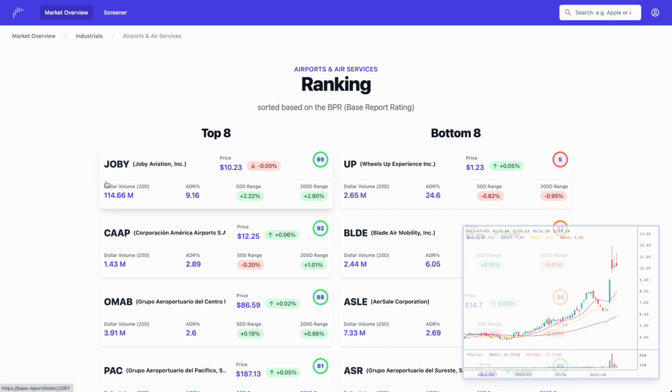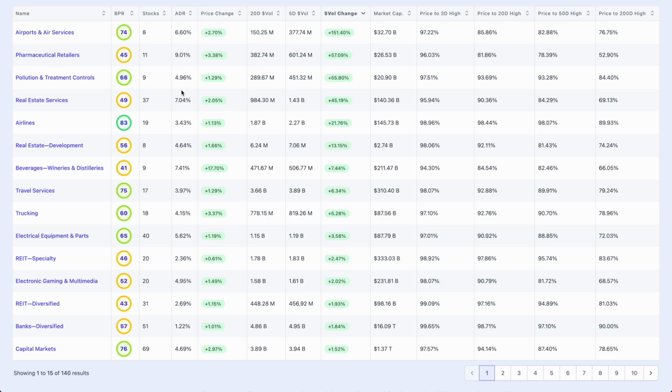In smaller industries, like this one with only 8, it's common for 1 or 2 stocks to drive most of the volume. If we're looking for groups of similar stocks that may move together, we might want to consider industries with higher numbers of stocks and dollar volumes. Among the top 5, real estate services and airlines stand out. Comparing these two, airlines price to high columns and BPR values seem stronger across the board, suggesting a longer uptrend. However, real estate services shows a higher recent volume change, suggesting a potential shift in momentum.